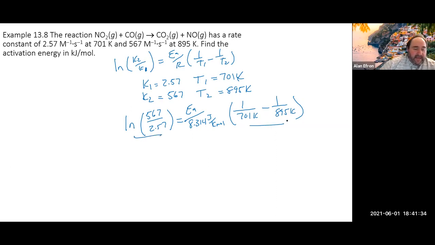And if we do some of that, we end up with, also a very common mistake here, you want to divide first. So 567 divided by 2.57 and then take the natural log of it. And that gets you 5.3964 is equal to E of A over our R.